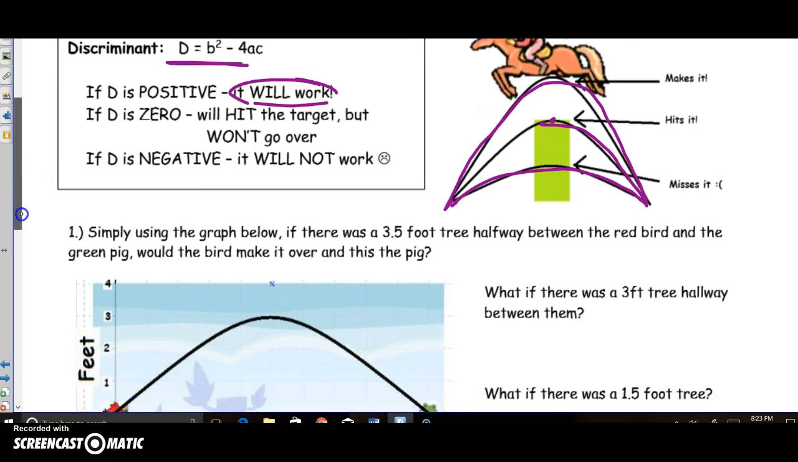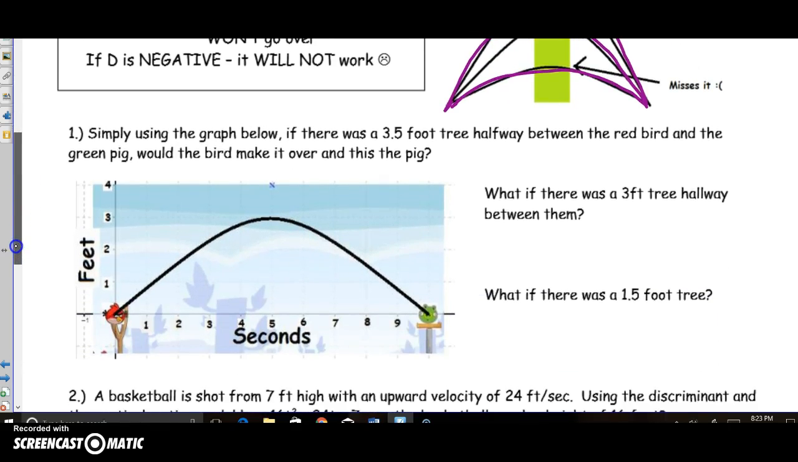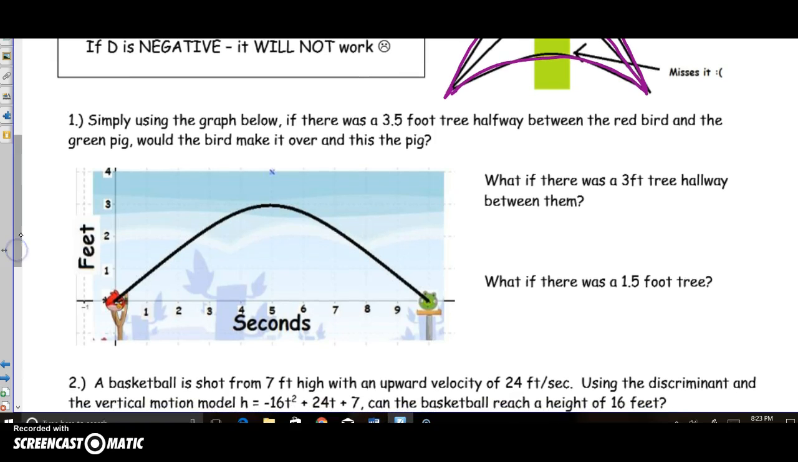We got a little throwback here to Angry Birds. Right here we have the pig and the bird, and we know that he's going to fly. We have some parabolic shape here. Basically what we're going to look at is halfway between the two, is that red bird going to make it over? So pause me now, read these questions, and decide if it's going to happen.